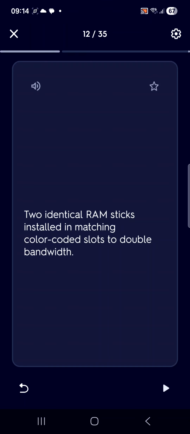What is dual channel memory architecture? Two identical RAM sticks installed in matching color-coded slots to double bandwidth. These are two identical random access memory sticks that are installed in matching color-coordinated slots to double bandwidth.